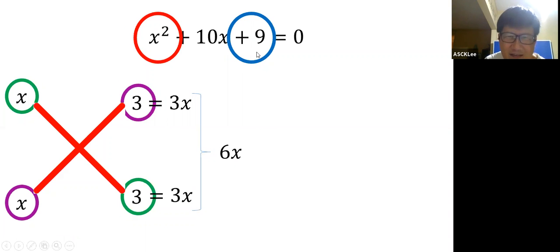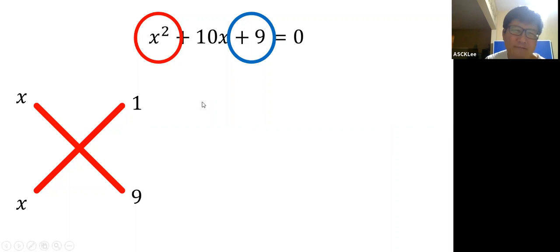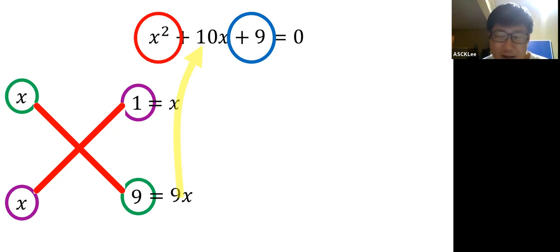3 and 3. Yes, 3 times 3 is 9, but it's not worked out. All right, so let's try a different combination. So let's try it again. So it's x times x, and for 9, we have 9 times 1, or 1 times 9. So here x times 9 is 9x. x times 1 is just x. And when you add 9x plus x, you do get 10x. And what that means is that you have hit your factors.